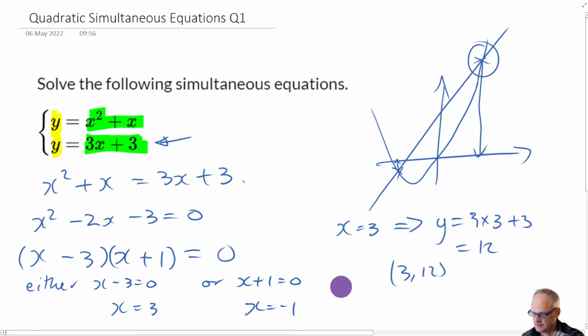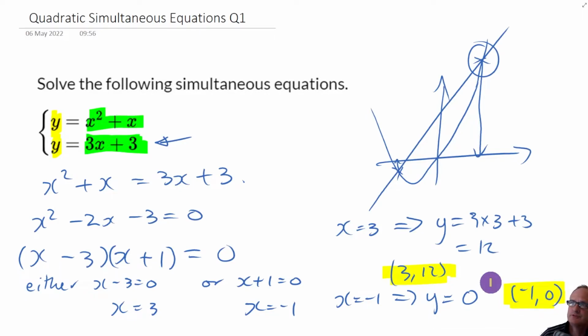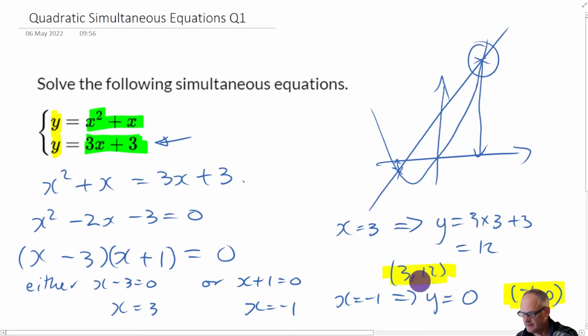Here is where it crosses. And when x equals minus 1, this tells us that y will equal 3 times minus 1, which is minus 3, plus 3 is 0. So our y will equal 0, and our other coordinate is going to be minus 1, 0. So our two answers to this question are 3, 12 and minus 1, 0. So long as you're pairing up your answers, you can leave them like this. It doesn't always ask you for coordinate answers, but if it does ask you for coordinate answers, you can put the coordinate answers.